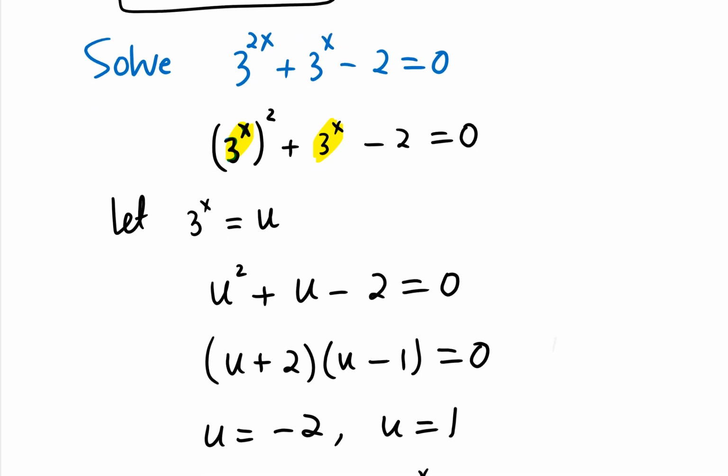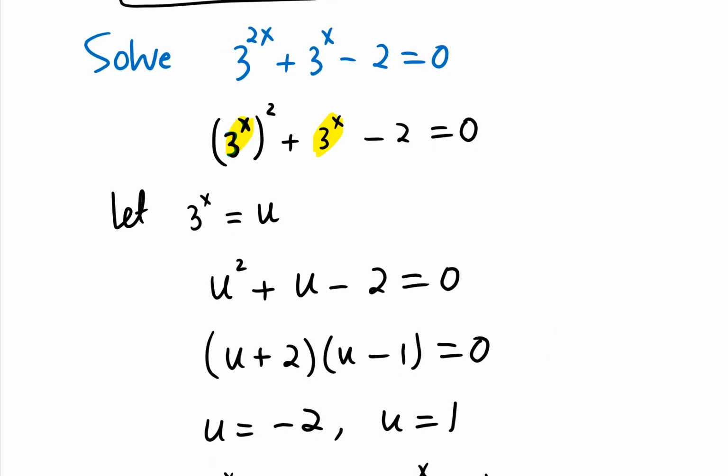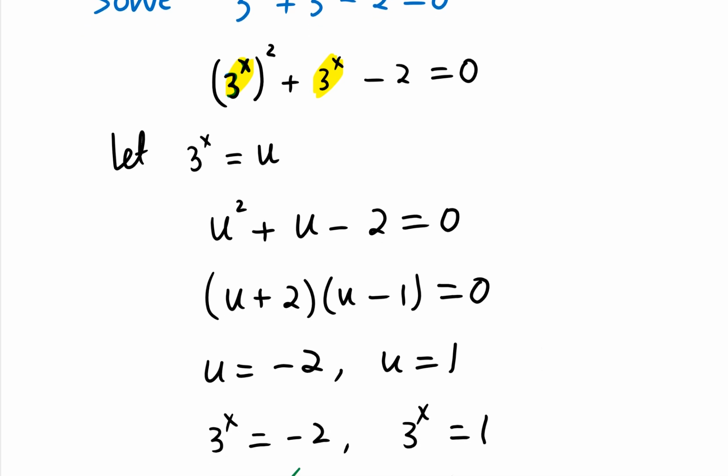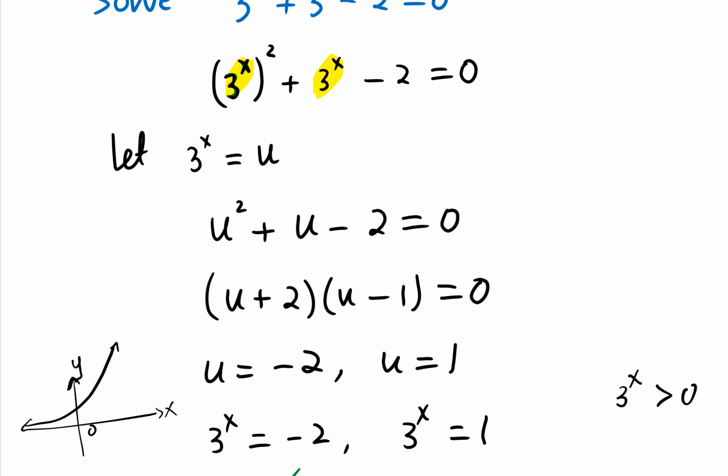And that would give me u equals negative 2 and u equals 1. But u is 3 to the x. 3 to the x equals negative 2, and 3 to the x is 1. But 3 to the x, if you remember the graph of it, it's always going to go up this way. It will never reach negative. So it will never be negative. So 3 to the x is always positive, no matter what x is. So the first equation cannot be solved.